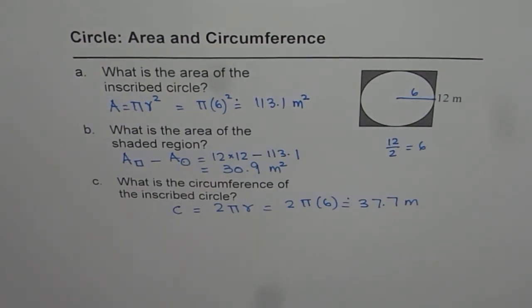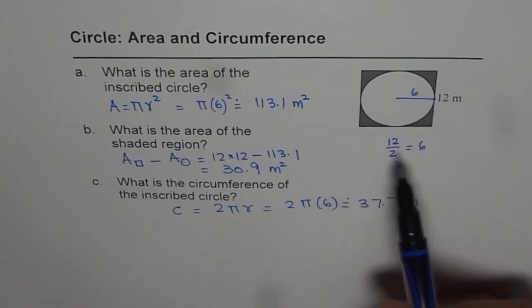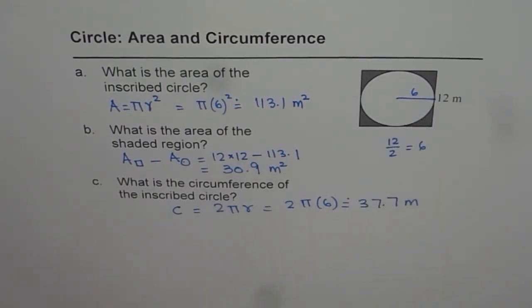So that is how we can solve the question. The idea is, first find the radius, and once you know the radius, then you can calculate area and circumference. Area of the shaded portion is the difference of areas, right? So this is a good question which kind of reviews all the concepts.